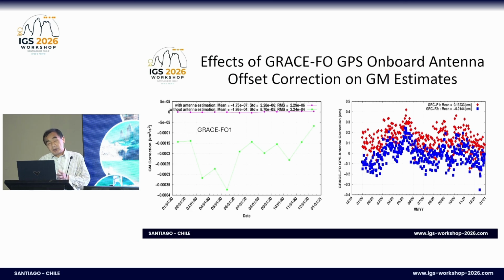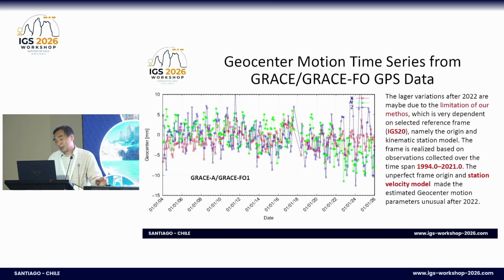When I don't solve for it, and assume the antenna offset is correct or absolute, then compared to the estimation it varies a little bit. But the magnitude is still small, about 10 to the minus 4. So this means if you have about 1 millimeter error, then you cause 10 to the minus 4. Currently the error is actually about this level.